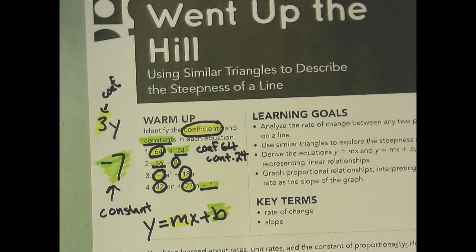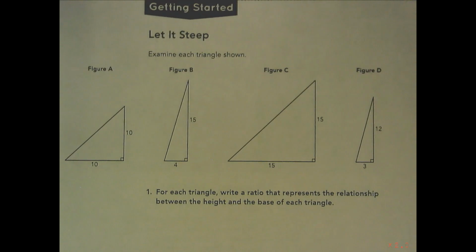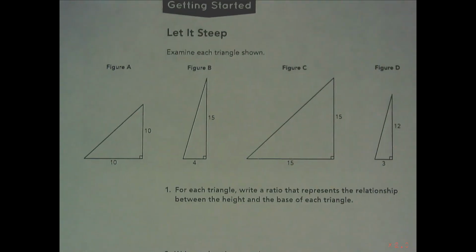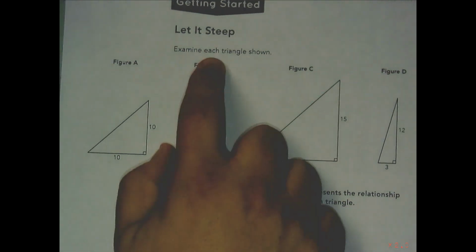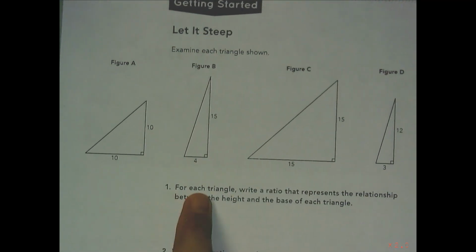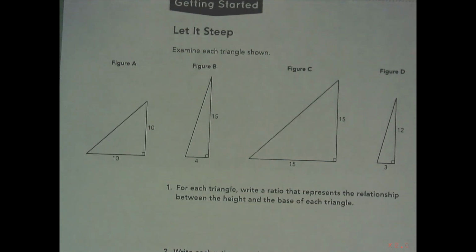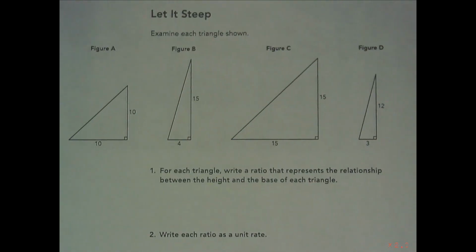So now let's turn our pages over. All right, we're going to turn our pages over, and then on this side we're being asked to compare the ratio. So in other words, for each triangle, write a ratio that represents the relationship between the height and the base. So we're going to write a fraction, because that's what ratio means, between the height and the base.